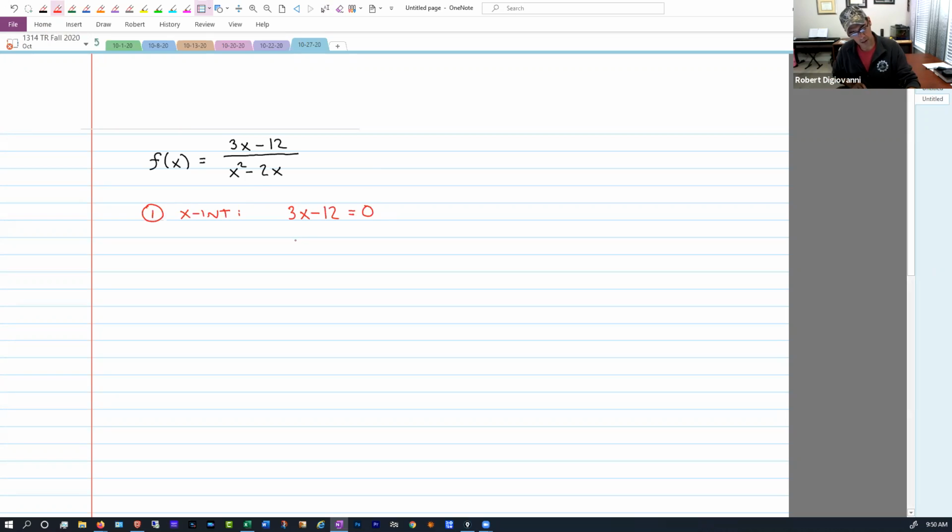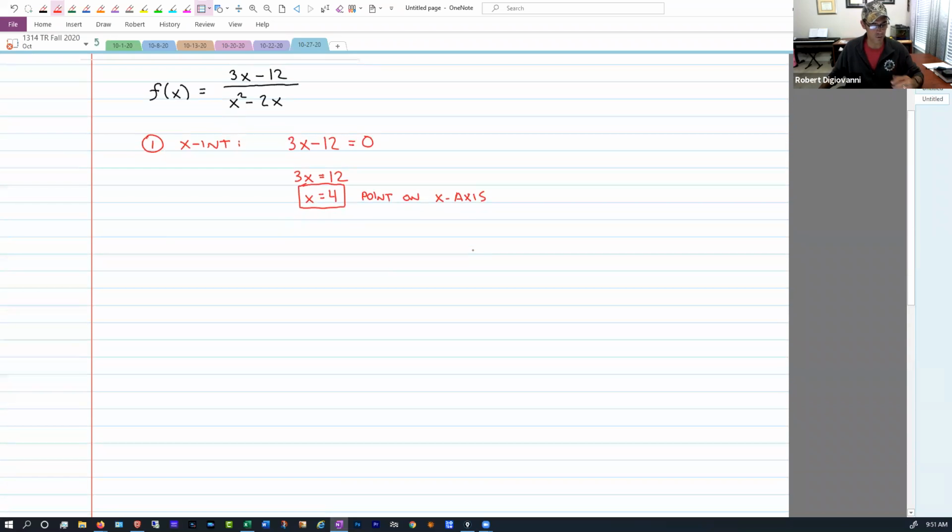We isolate the x, so we add 12 to both sides. And then we divide by 3 and we get x is 4. So I expect everyone here can do that. And let's just remember that this is going to be a point on the x-axis. Okay, that's what that's going to be. Now we move on to step 2. Step 2, we find the vertical asymptotes.